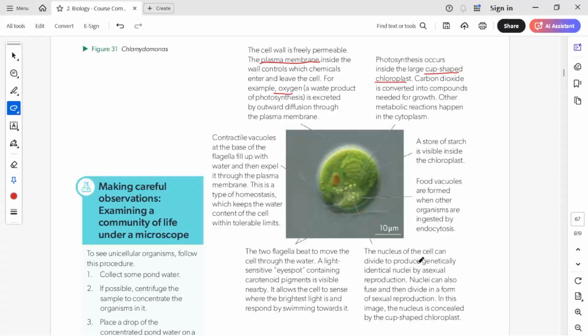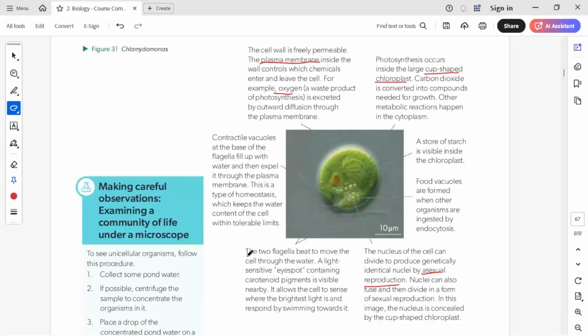The nucleus of the cell can divide to produce genetically identical nuclei by asexual reproduction. So here again the cell will divide itself into two daughter cells. Nuclei can fuse and then divide in a form of sexual reproduction. In this image, the nucleus is concealed by a cup-shaped chloroplast. Can you see this cup-shaped chloroplast here? And this is the nucleus which is present here.